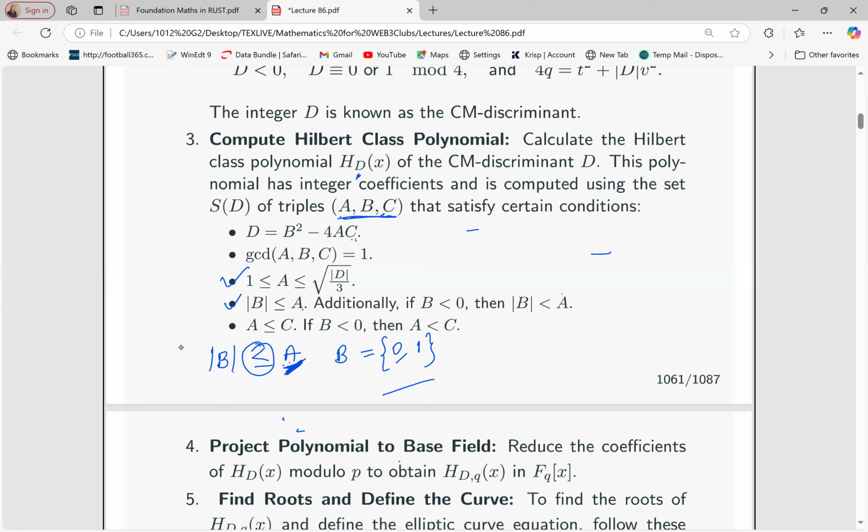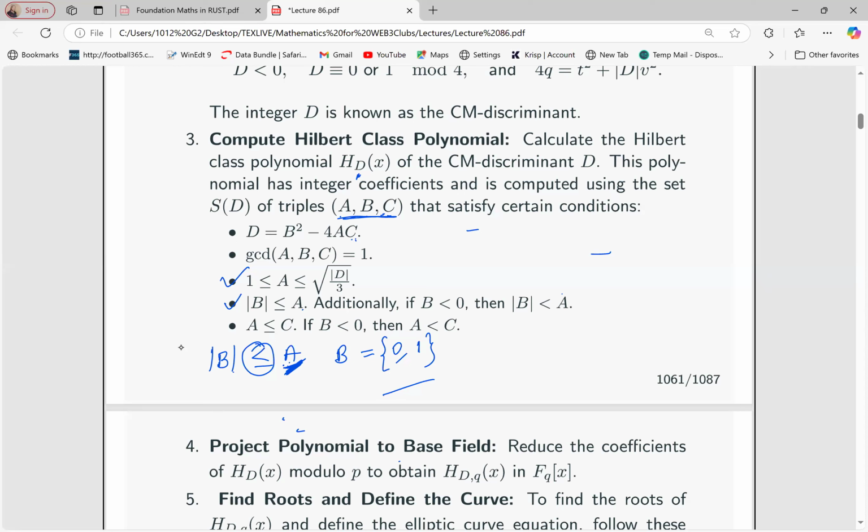We're not saying that B is all of this. We are saying that B is likely to be one of these. In some cases, it can be all of them. So we will just check to see whether it's all of them or one of them.